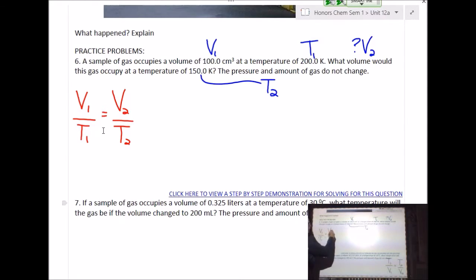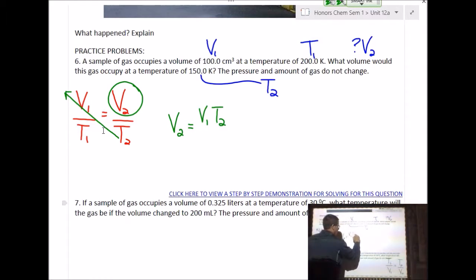So since we're looking for V2, I want to get all the known variables to one side of the equal sign. So I know V1, I know T1, I know T2. So I want to multiply T2 on both sides. As I talked about earlier in the year, if I have a variable that's in the denominator on the other side of the equal sign, just put it on the top. So my equation now looks like V2 is equal to V1 times T2 divided by T1.